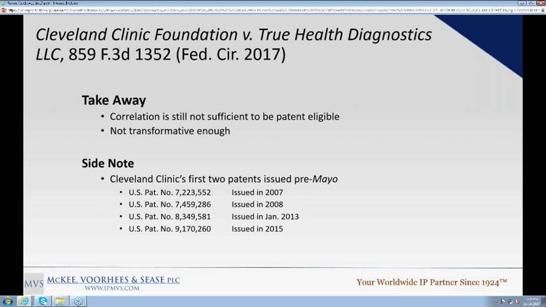But regardless, those first 2 patents, you were kind of stuck between a rock and a hard place. You had patents that were valid, considered valid.